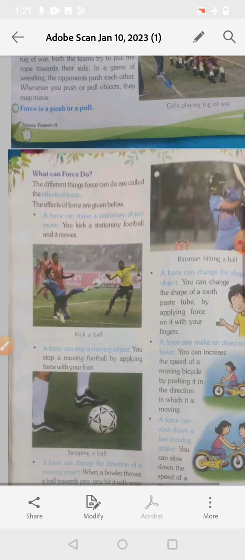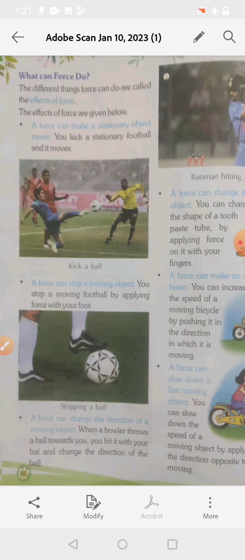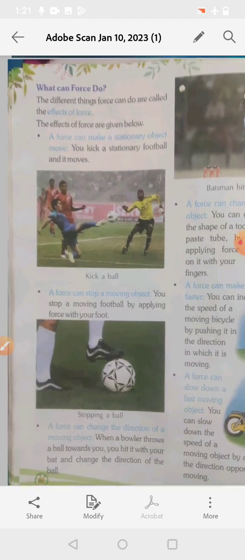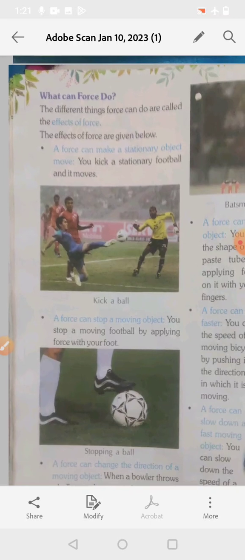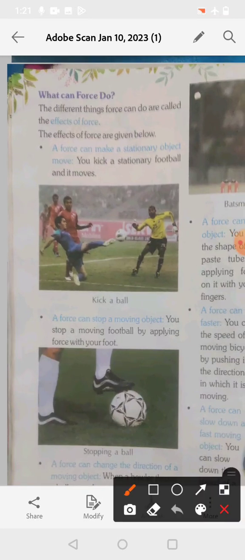We'll discuss this thing also. So please open page number 86, turn your page all of you. So here some of the activities are given that a force can do, or that are the effects of force. So number 1, the effects of force are given below. Number 1, a force can make a stationary object move. Means you can kick a stationary football and it moves. Whenever you apply your force with your leg, it will move. So this is the first effect. Second one, a force can stop a moving object.